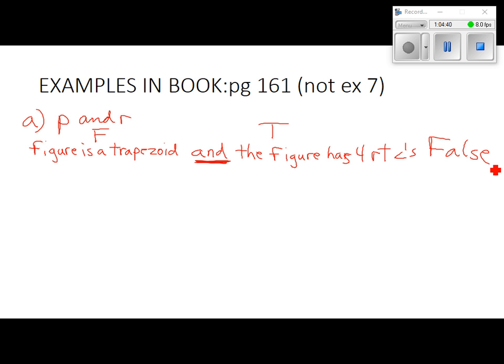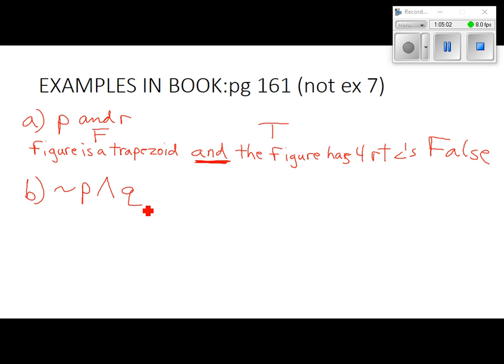Let's do B. It looks like it's a little harder. What's it say? Not P and Q. Is that "and"? It's like a caret. That's "and," right? Yes. Okay. So not P and Q.